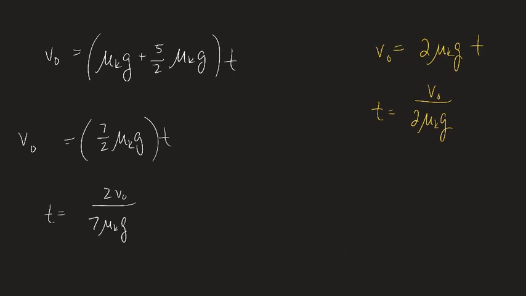Which one takes longer? Can you tell? You need to compare 1/2 with 2/7. 2/7 is smaller than 1/2. So the ring takes longer to stop, or longer to roll, than the solid sphere. Right? I'm just comparing the numbers.